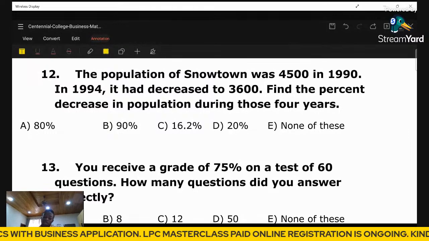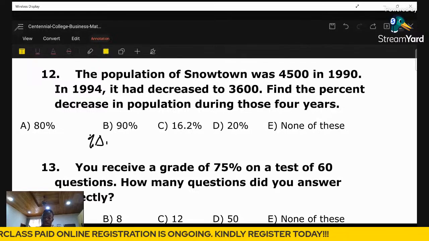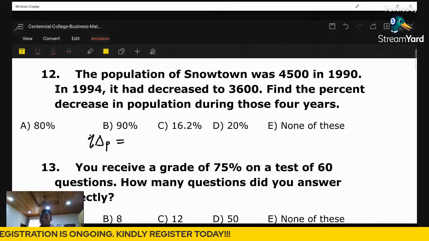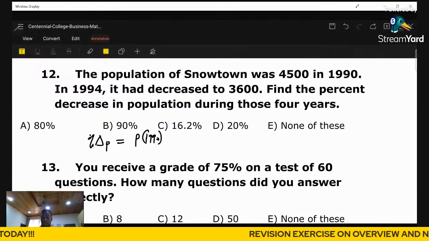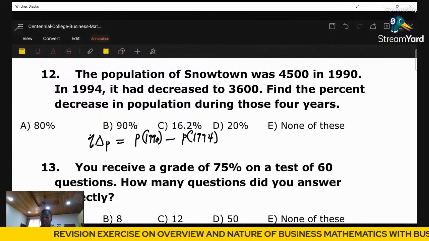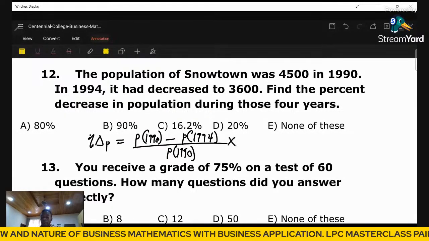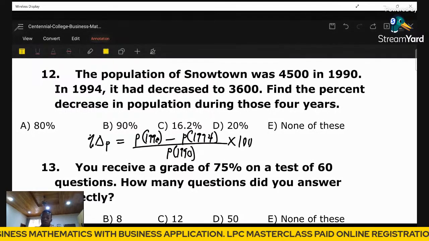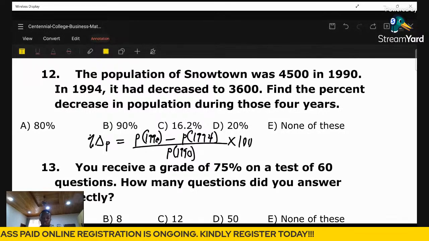To find the percentage decrease, we have a formula. Percentage decrease or percentage change in population equals the population in 1990 minus the population in 1994, divided by the population in 1990, multiplied by 100. This accounts for the change or the decrease from 1990 to 1994. That's the change in the population in terms of percentage.